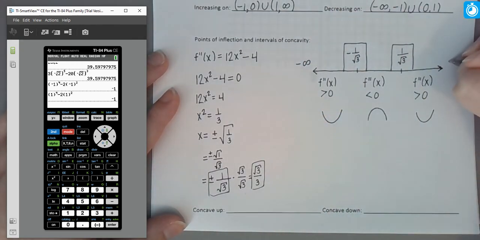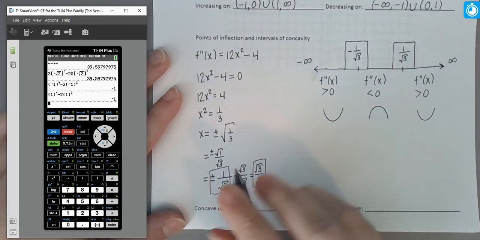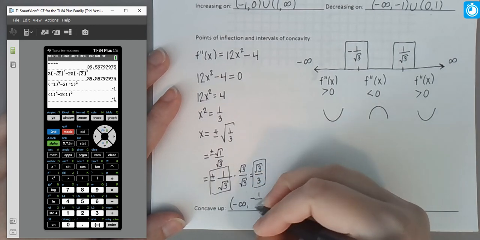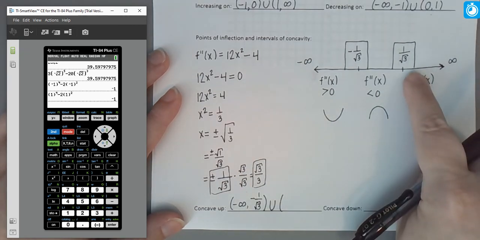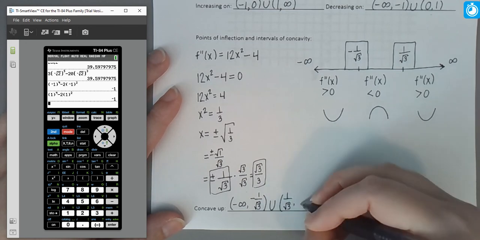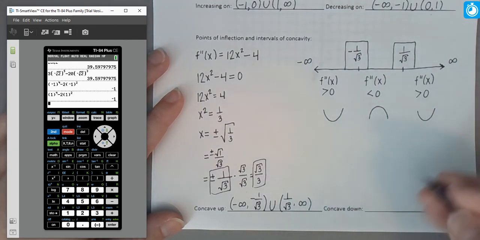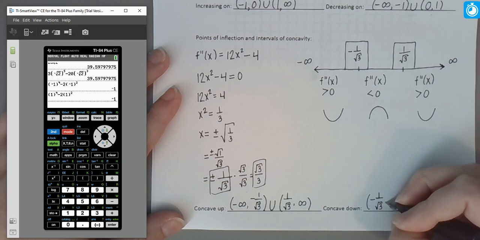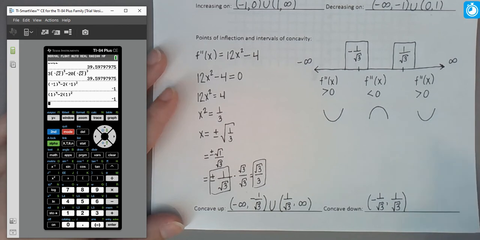So here's negative infinity, here's positive infinity. So negative infinity to negative 1 over root 3, we are concave up. And then also from positive 1 over root 3 to positive infinity. And then in between these two locations, that's where we're concave down. So negative 1 over the square root of 3 to positive 1 over the square root of 3.